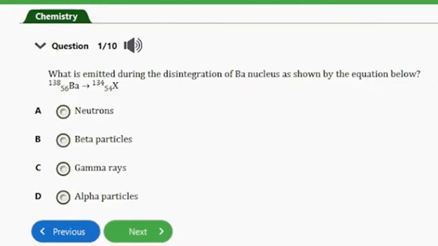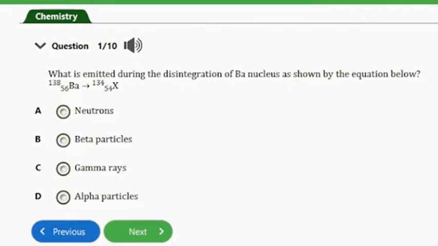It says, what is emitted during the disintegration of barium Ba nucleus as shown by the equation below? You've seen the equation shown here, and we have options A, neutrons, option B, beta particles, option C, gamma rays, option D, alpha particles. Looking at this equation, the subscript is reduced by 2, from 56 to 54, and the superscript is reduced by 4, from 138 to 134.